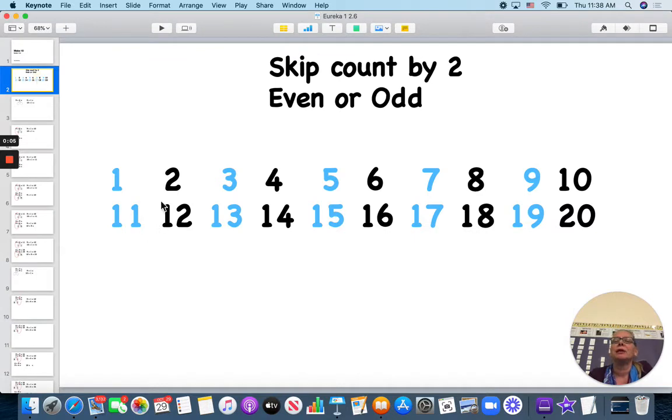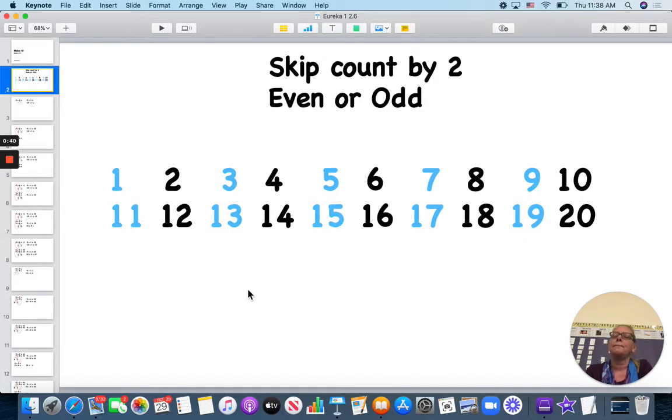So let's begin. But first, we are going to do some skip counting by twos. When we skip count by twos, we can also find even or odd. My even numbers are my black numbers. Do you see that? 2, 4, 6, 8, 10, 12, 14, 16, 18, 20 are even. That means my blue numbers are odd. 1, 3, 5, 7, 9, 11, 13, 15, 17, 19.